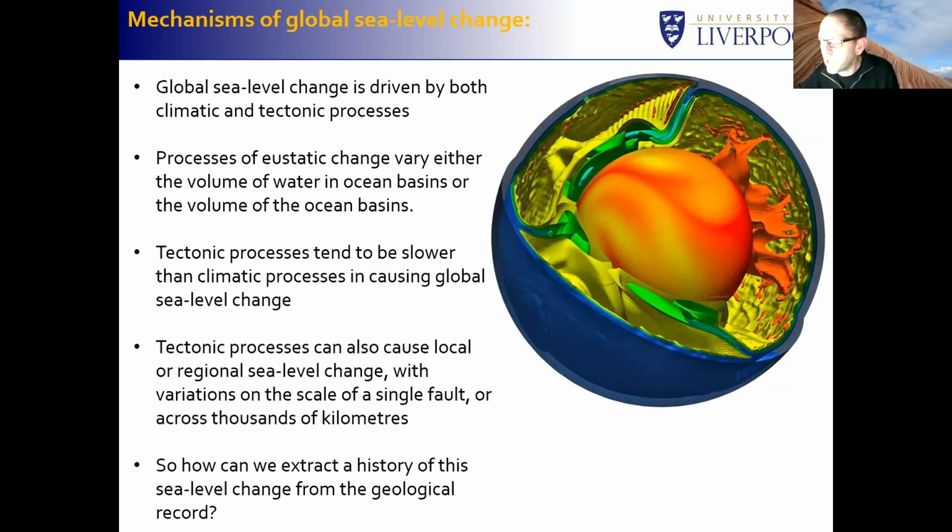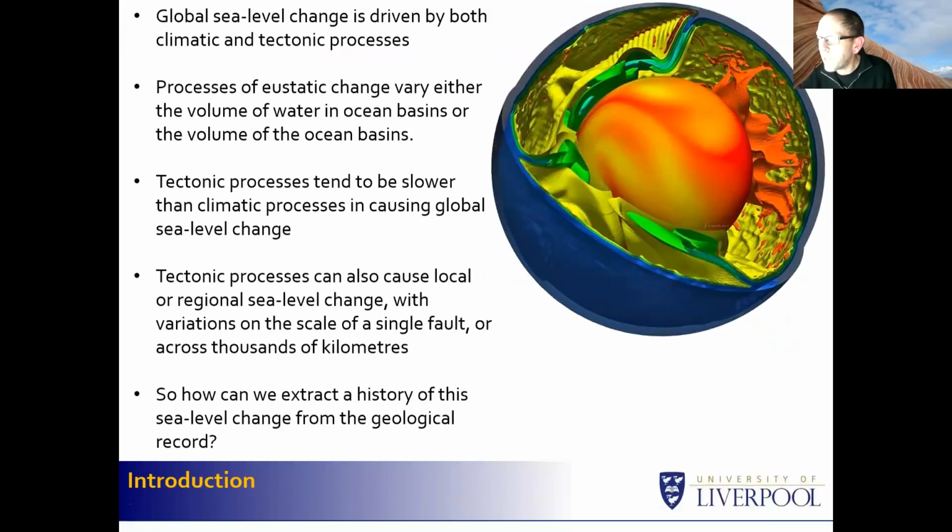So that brings us to the next question then. How can we extract a history of this relative sea level change from the geological record? We know those processes happen and have happened. What we want to try and understand is how exactly have they happened, where have they happened, when, and so on. How do we actually get that record out of rocks? So how do we determine ancient sea level?